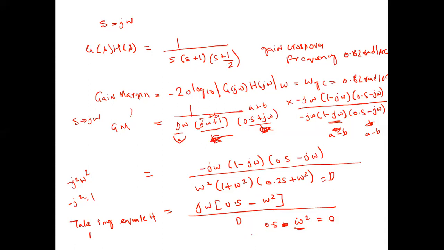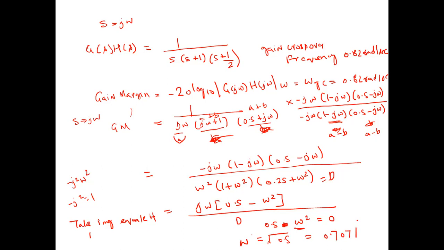Once you have put this value here, you get omega equal to the square root of 0.5, so you get around 0.7071. Now this is the phase crossover frequency. You are yet to get the gain margin. This is the phase crossover frequency, that is 0.7071.